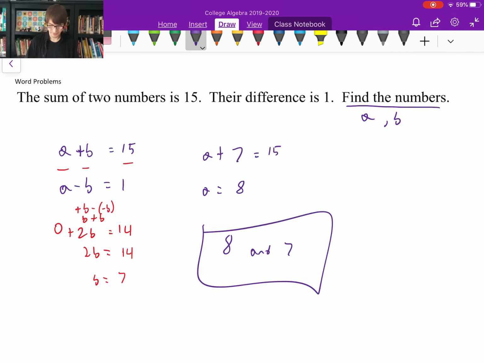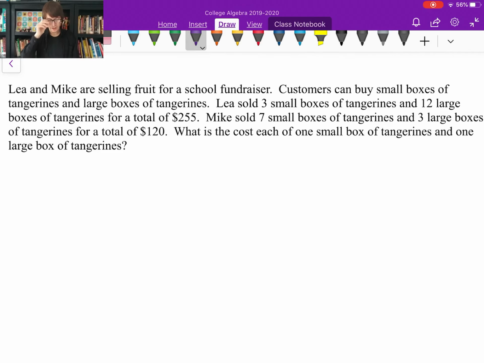Okay, let's look at another one. Leia and Mike are selling fruit for a school fundraiser. Customers can buy small boxes of tangerines and large boxes of tangerines. Leia sold 3 small boxes of tangerines and 12 large boxes of tangerines for a total of $255. Mike sold 7 small boxes of tangerines and 3 large boxes of tangerines for a total of $120. What is the cost of each of 1 small box of tangerines and 1 large box of tangerines?